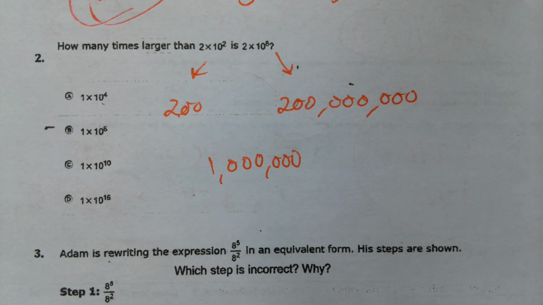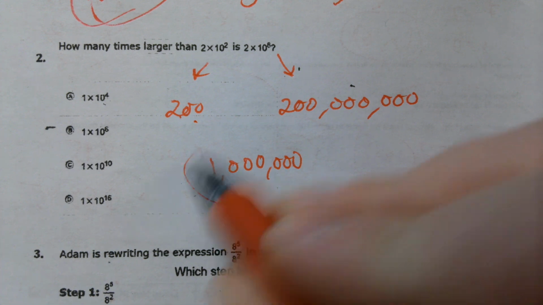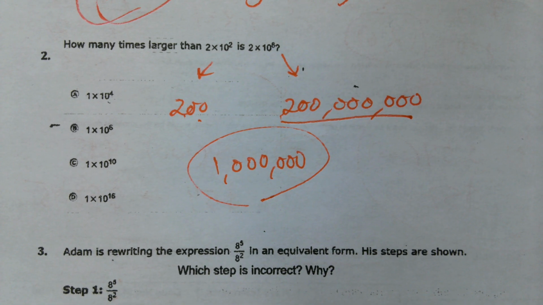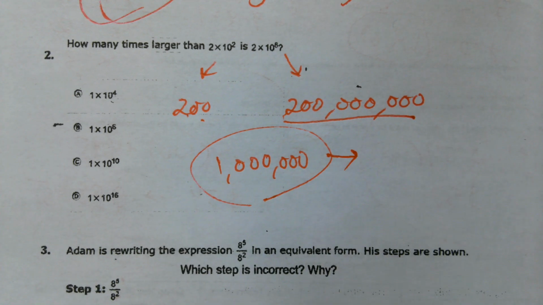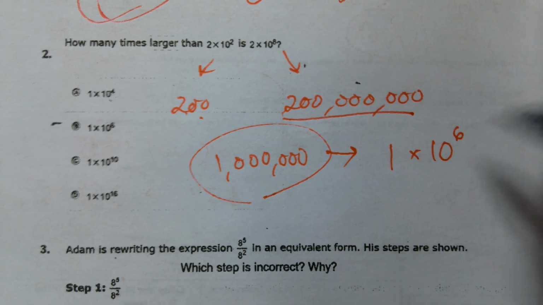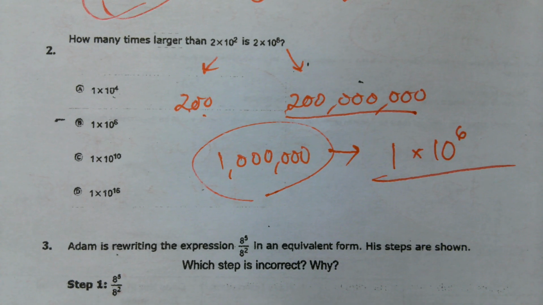If I have 200 people and they each have $1 million, how much money is that all together? 200 million, right? So 200 million is 1,000,000 times larger than 200. Does that make sense? Yeah. Well, how can I write 1 million in scientific notation? 1 times 10 to the 6th, because there's 6 zeros. Boom, that's option B.